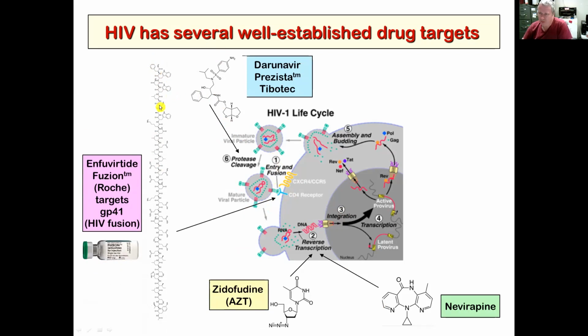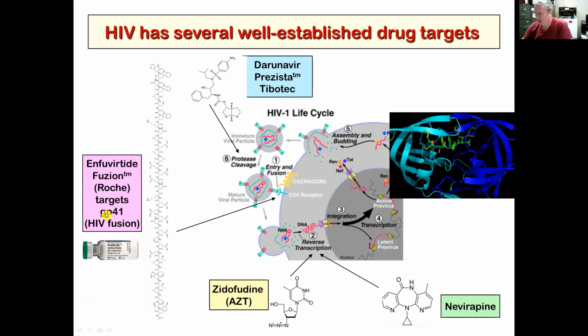So one way to do that is this drug called fusion, which is this big long peptide, right? And what's the problem with peptides as drugs? You pretty much have to inject it, right? So this is not really a good orally available drug. It is actually a very good HIV fusion inhibitor, but you can't use it as an oral drug, being a peptide. But this is definitely a very effective HIV treatment.